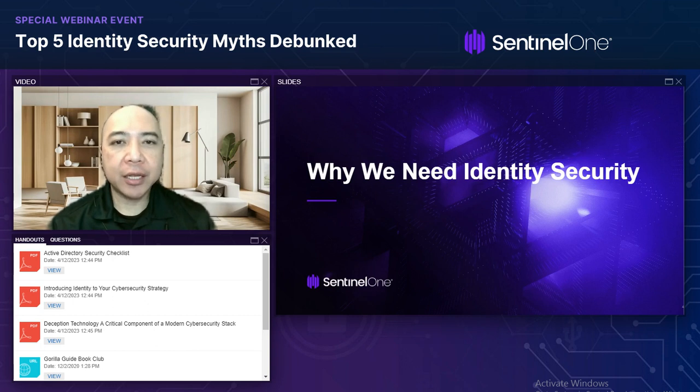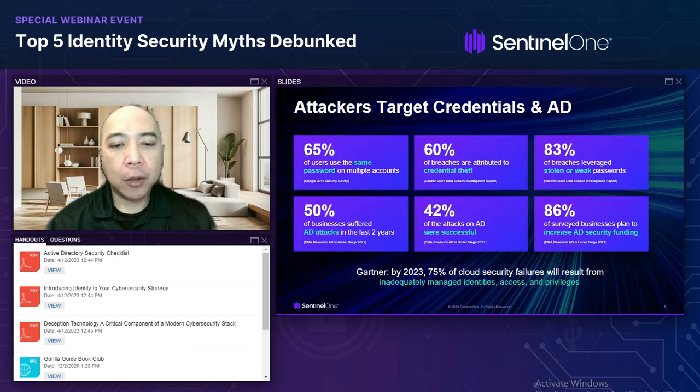So why do we need identity security? Well, the statistics show that attackers are successfully compromising identities on a regular basis. In fact, we're seeing many recent breaches where attackers have succeeded because they are targeting identities. They're compromising enterprise on-premises and cloud identities at increasing rates, and the trend shows no sign of slowing down.